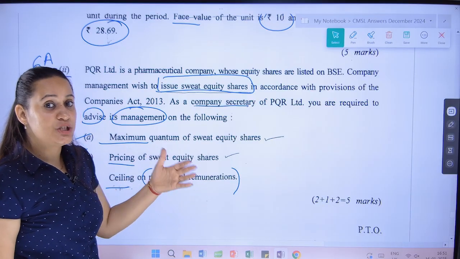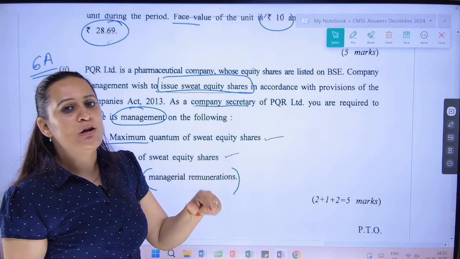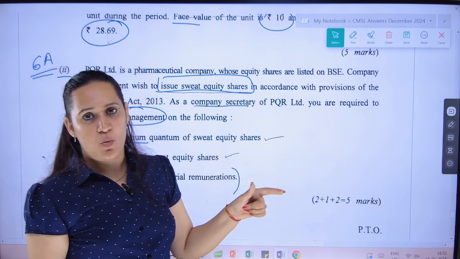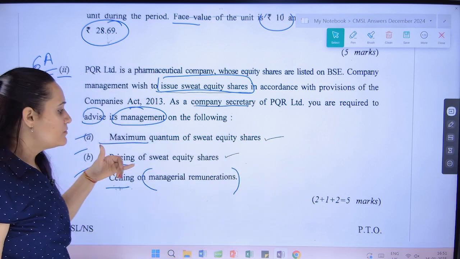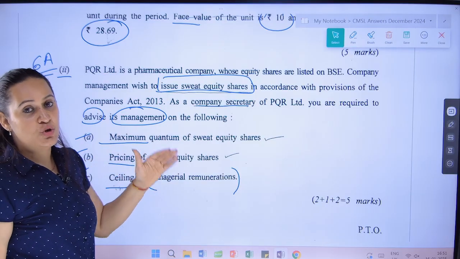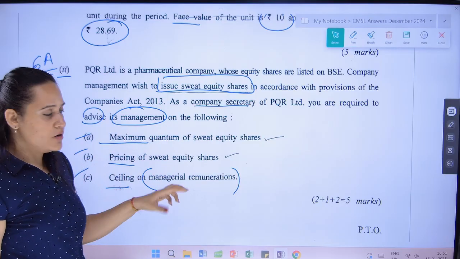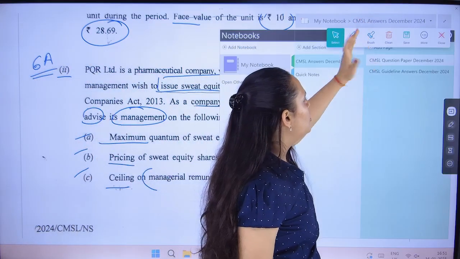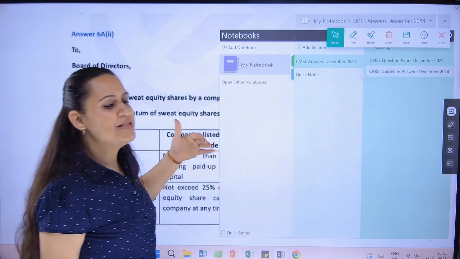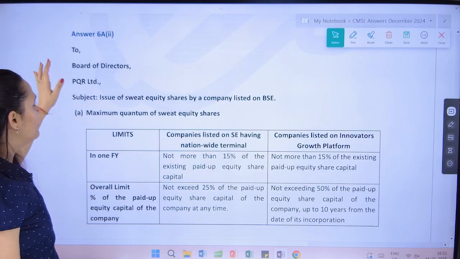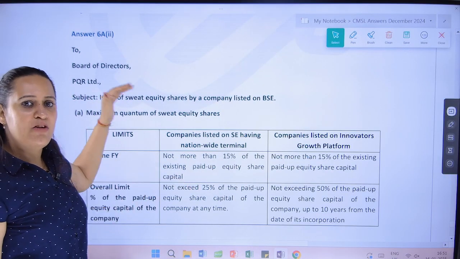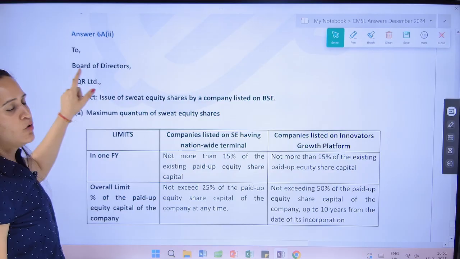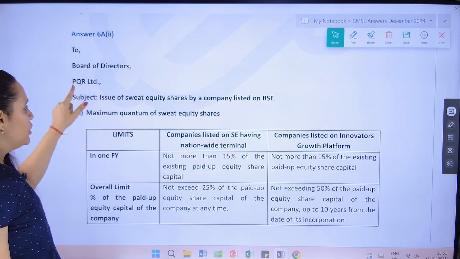That means if a sweat equity share is going to be issued, will it be included under the managerial remuneration provided, or can it exceed the limit? Should it be included in the calculation or not? These are the three things that you have to answer. Again, direct question. All you have to see is how you are going to present the answer. So because it is in the form of an advice, I have put it in the form of a letter to the board of directors or the management of PQR Limited.